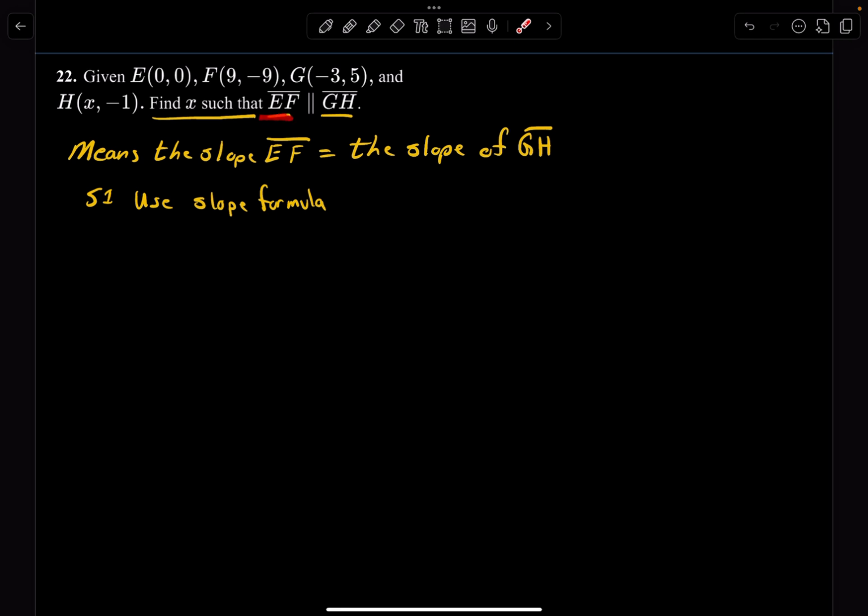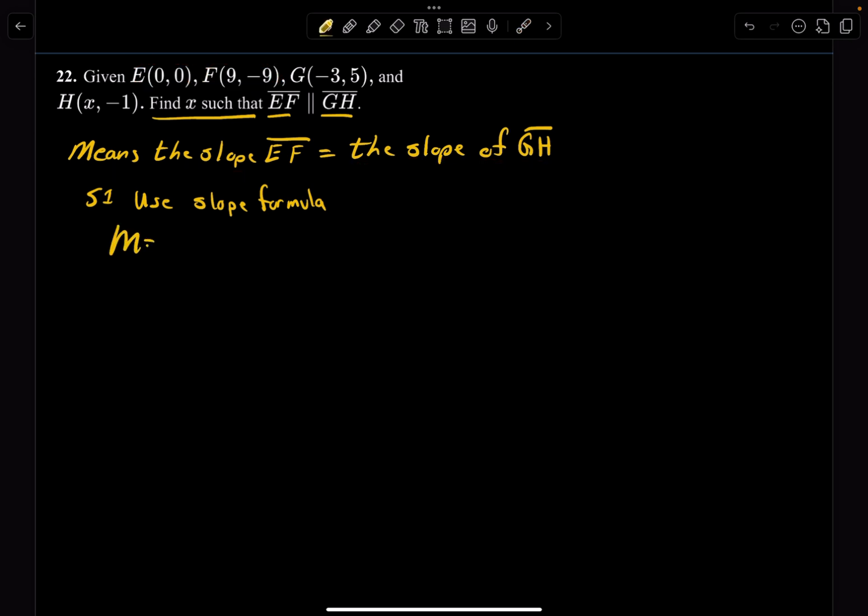They give us that EF is parallel, that's what that means, parallel to GH. And if that's true, then we know that this means the slope of EF equals the slope of GH. So we're going to go through and find the slope of the one we can. Now we know E and we know F, so we can find the slope of EF using slope formula.